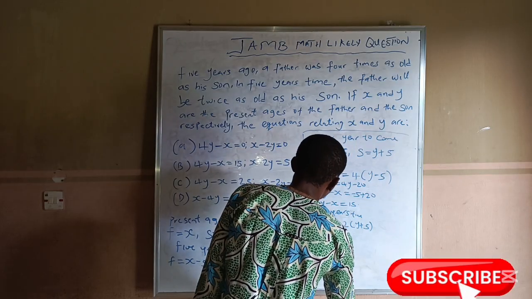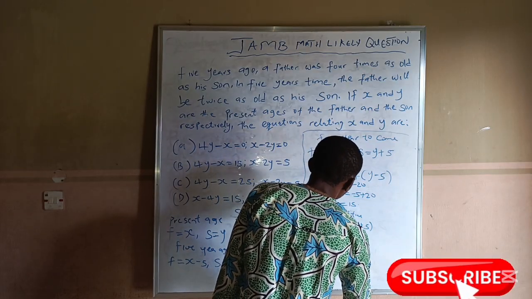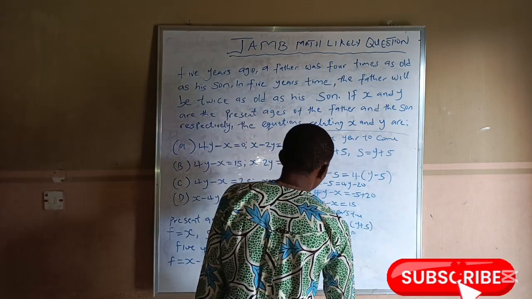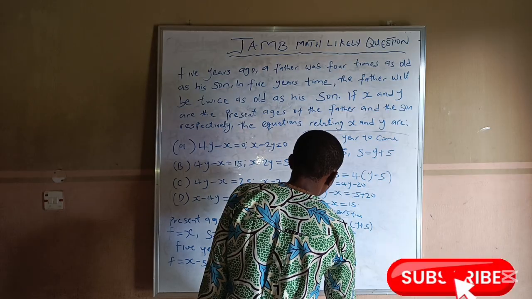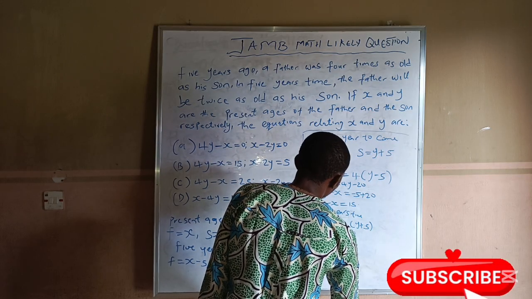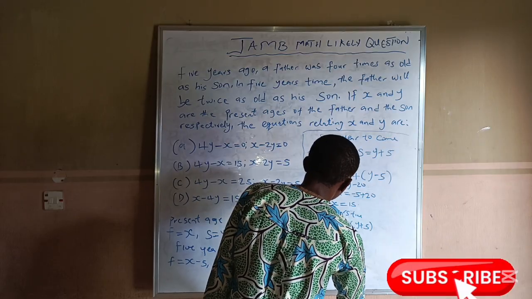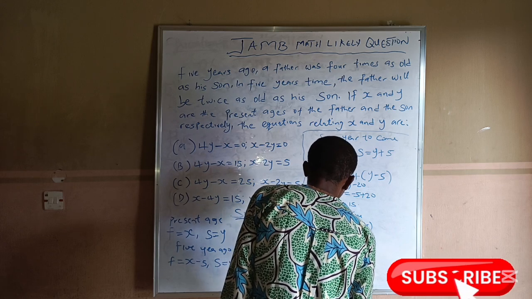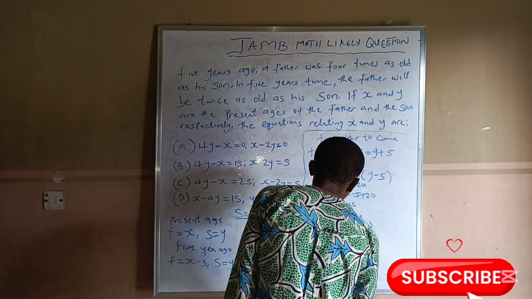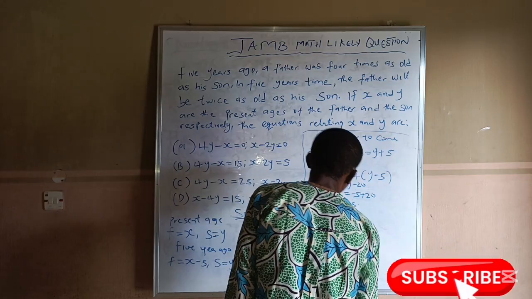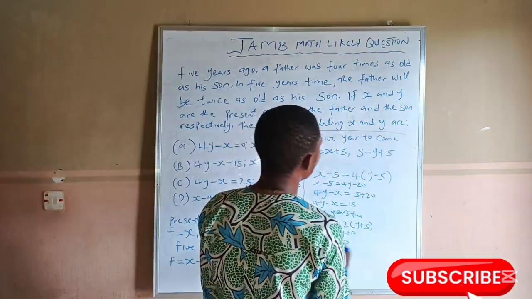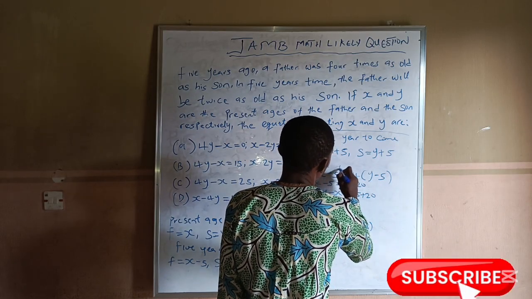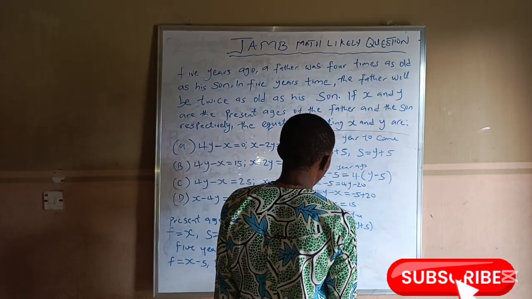What do you now get? x plus 5 equals 2y plus 10. If you collect like terms, what do you now get? x minus 2y equals 10 minus 5. So x minus 2y equals 5. So this is the equation for 5 years ago, and this is for 5 years' time.